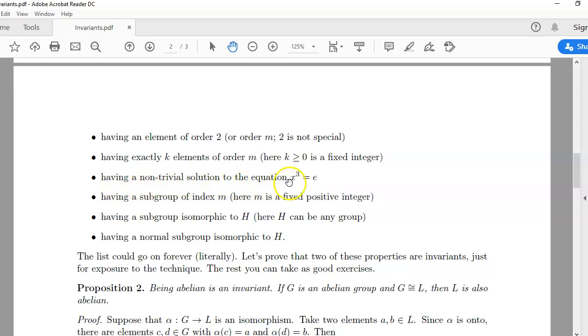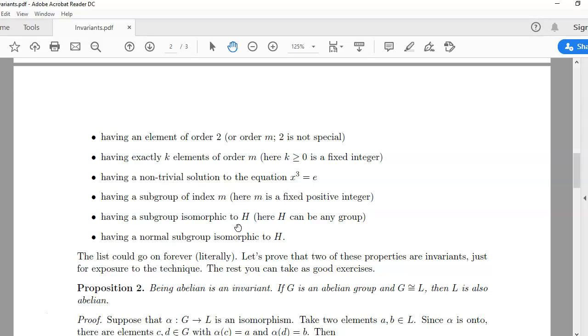Having a non-trivial solution to x cubed is the identity. Of course, the identity e solves this, but having another solution, that would be an invariant. Having a subgroup of a specified index, that's an invariant. So having a subgroup of index 4 would be an invariant. Having a subgroup of a certain isomorphism type is an invariant. So fix a group H. Having a subgroup that's isomorphic to H would be an invariant. Likewise, you can append normality as an extra adjective. Having a normal subgroup isomorphic to H is an invariant. So there are all kinds of invariants up here, and there's literally infinitely many more of them.